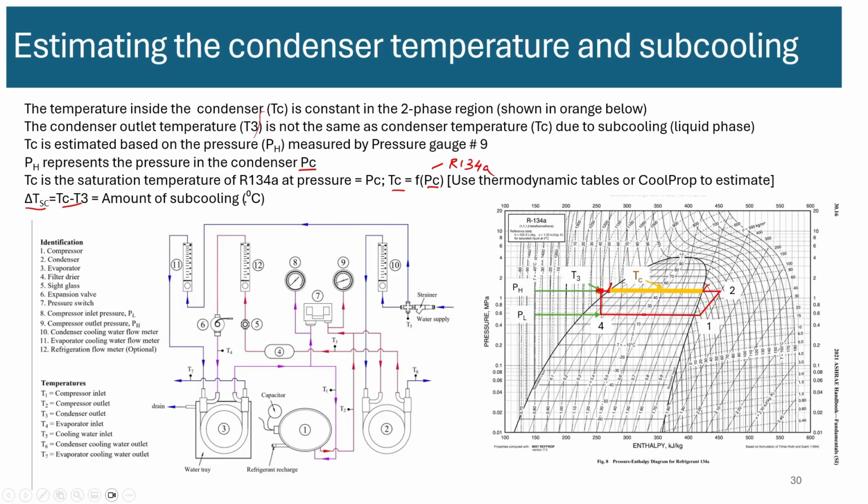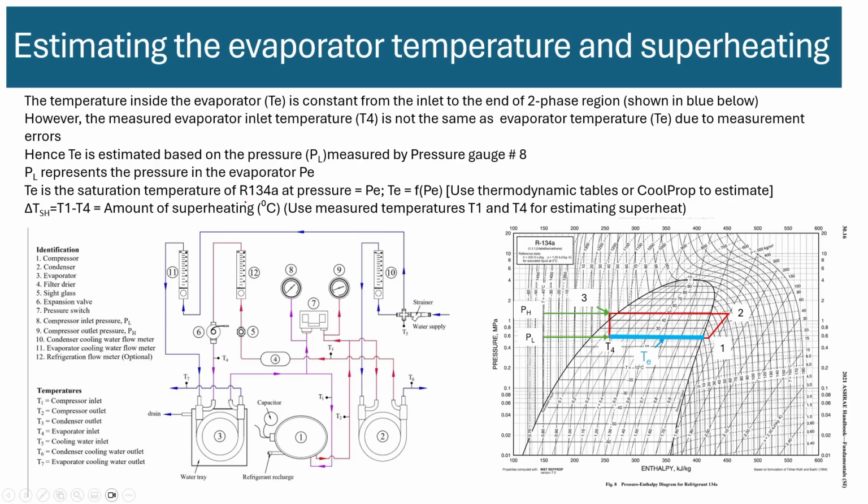Okay, all right. Now the same thing for the evaporator. The evaporator temperature is represented by this blue line. Along this line, the evap temperature is constant. Just outside the dome, it starts getting heated a little bit more. It gets superheated. So in this case, the TE is again determined based on the pressure in the evaporator, which is PE, and it's the saturation pressure, with a one-to-one correspondence between temperature and pressure.